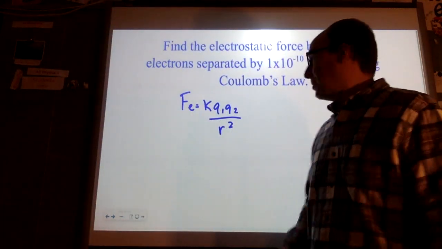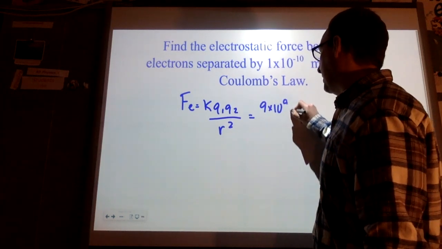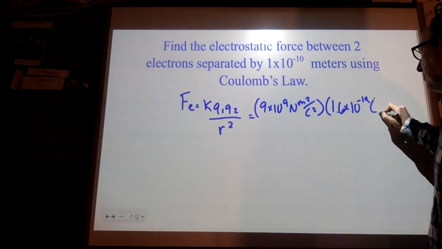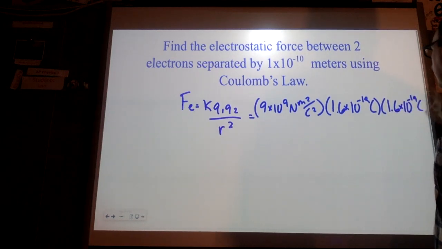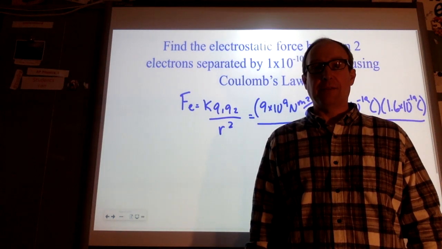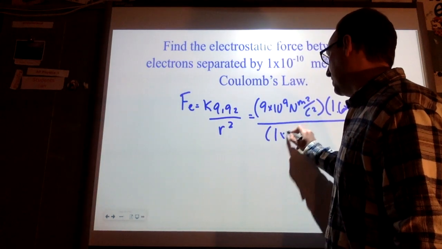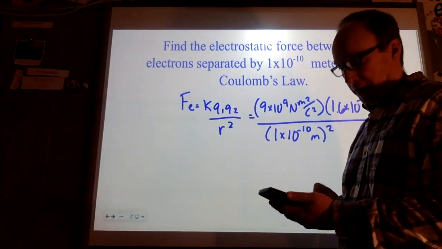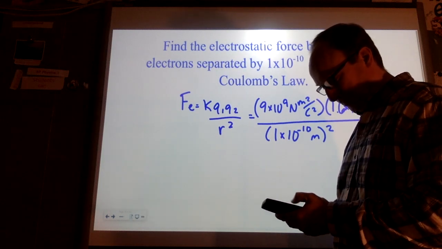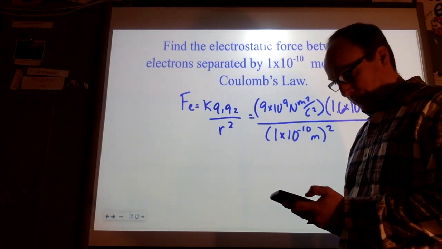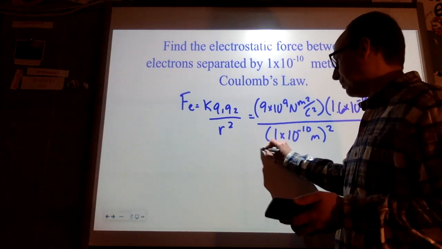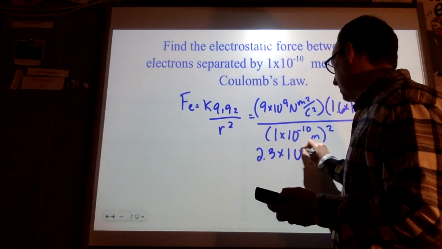All right, so I'm going to put in 9 times 10 to the 9th newtons meters squared over Coulomb squared. I'm going to put 1.6 times 10 to the negative 19th coulombs, and I'm going to do that twice, leaving out the negative. So the electron charge magnitude is just 1.6 times 10 to the negative 19th without the negative. And then our distance is 1 times 10 to the negative 10th meters, and that's squared. So I have 2.3 times 10 to the negative 8 newtons.